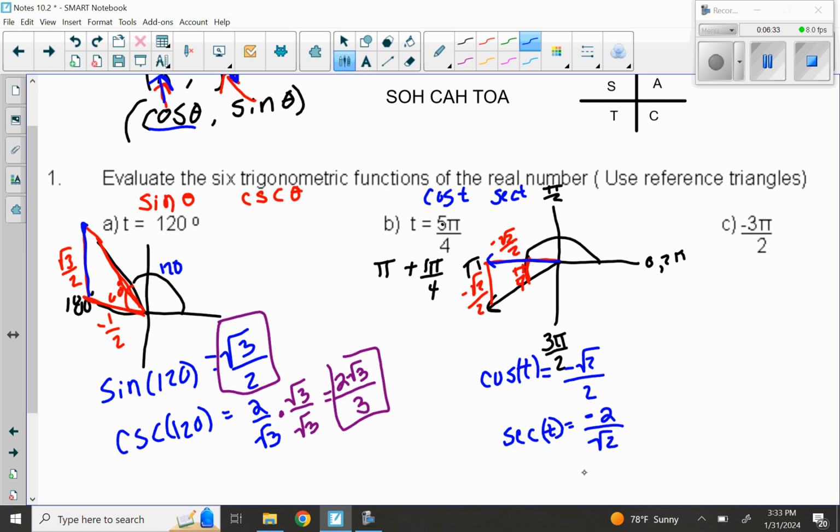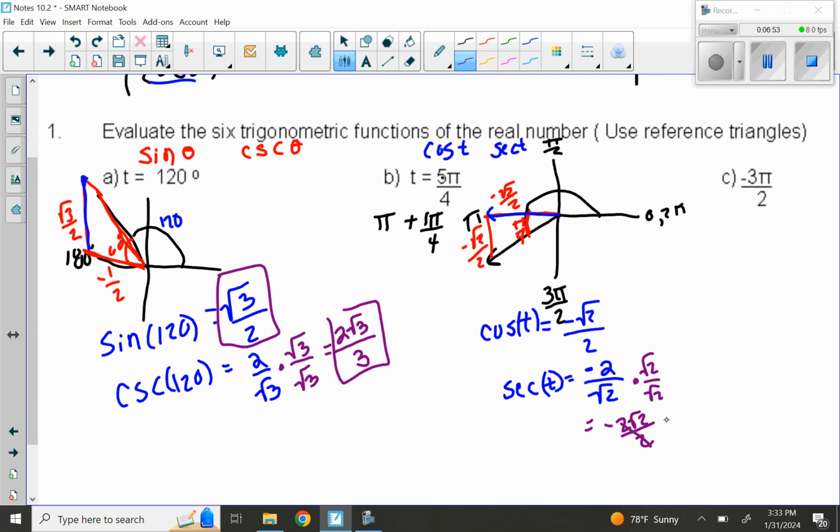Once again, we can't have that in the denominator, so we rationalize it, square root of 2 over square root of 2. And we end up with negative 2 square root of 2 over 2. Oh, hey, those 2's actually can cancel. So this is really just negative square root of 2.